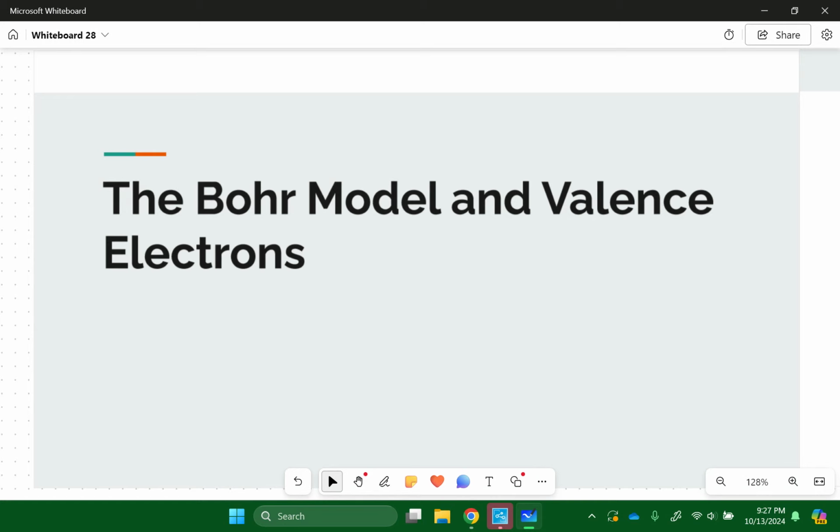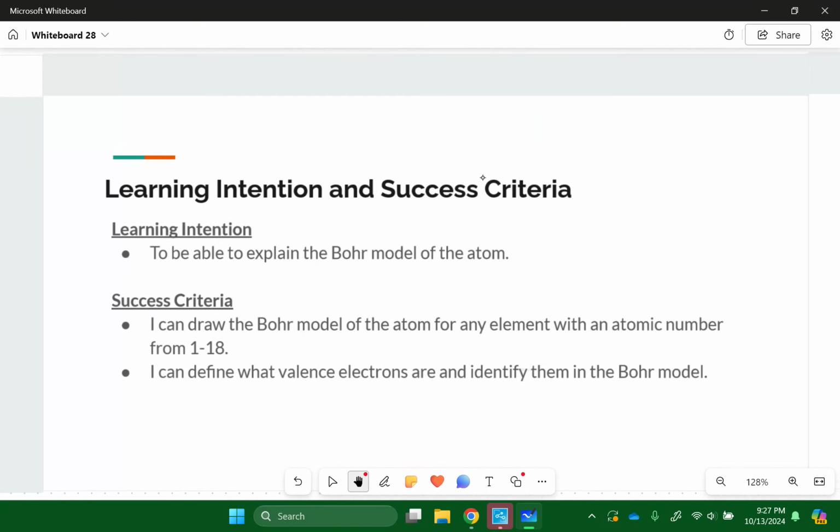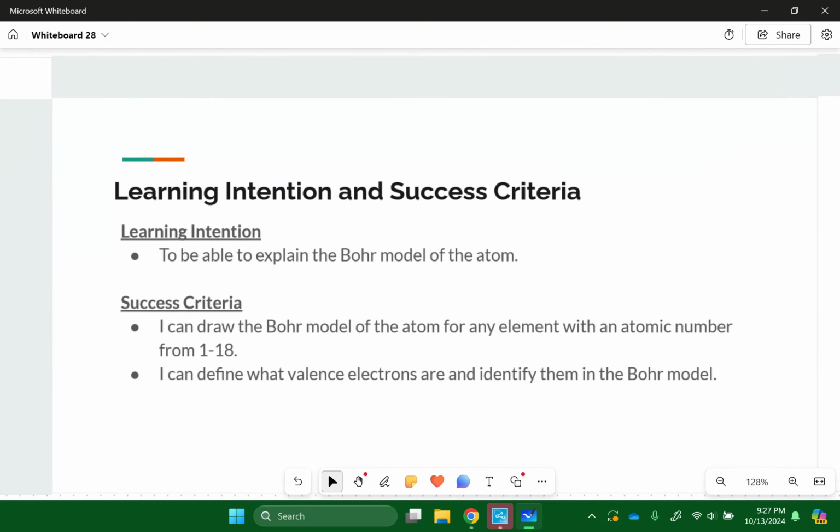Today we're going to talk about the Bohr model and what valence electrons are. The learning intention for this lesson is to be able to explain the Bohr model of the atom. And the success criteria is I can draw the Bohr model of the atom for any element with an atomic number from 1 to 18, and I can define what valence electrons are and identify them in the Bohr model.